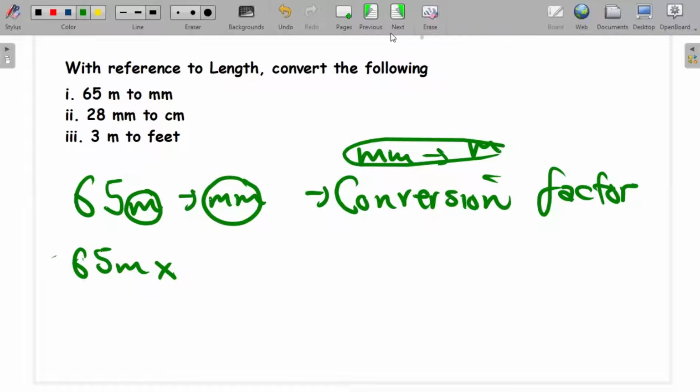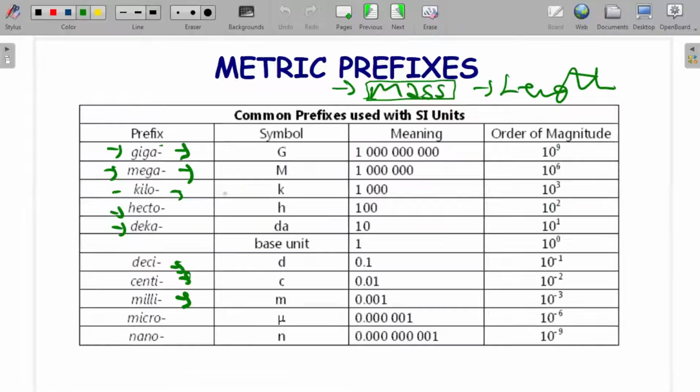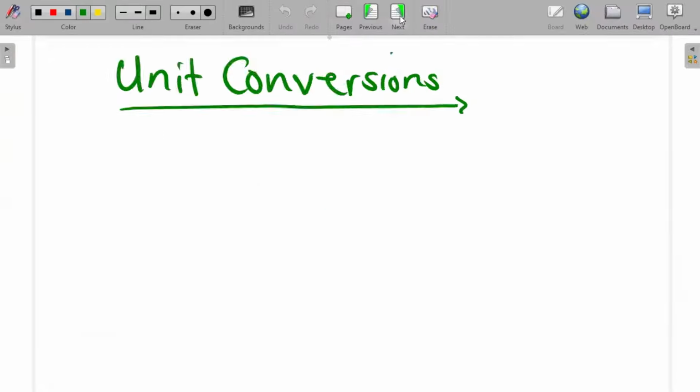You can go back. Where is that table? Previous. Okay. Milli here. When you talk about milli, that means you're talking about 10 to the power minus 3. That means 1 meter, which is the base unit that we have here, is equal to 1,000 millimeters. So this is the conversion factor between a meter and a millimeter, and this is what we're going to apply in this question.